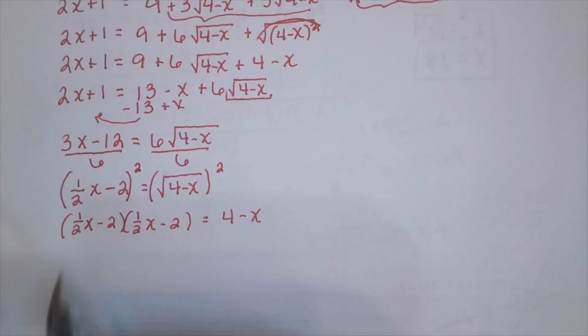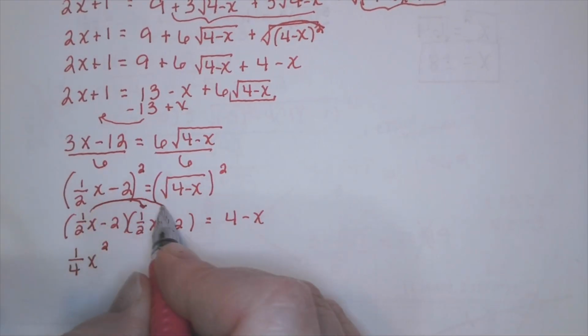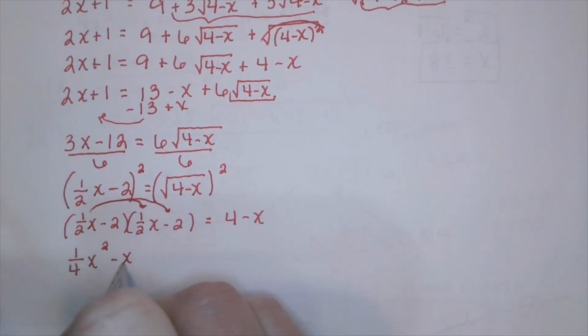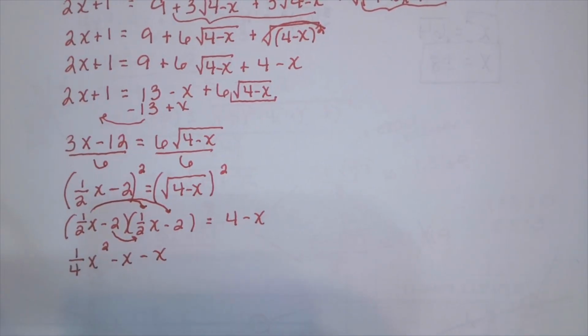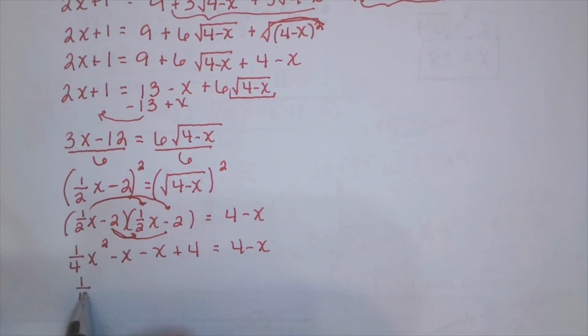Let's go ahead and distribute. We'll be very careful here as we do that. I know that half times half, of course, is 1/4 x squared. Then I'll have half times negative 2, so minus x. Half times negative 2 again is another minus x. And then negative 2 times negative 2 is positive 4, so 4 minus x. Combine like terms. I've got 1/4 x squared minus 2x plus 4 is 4 minus x.